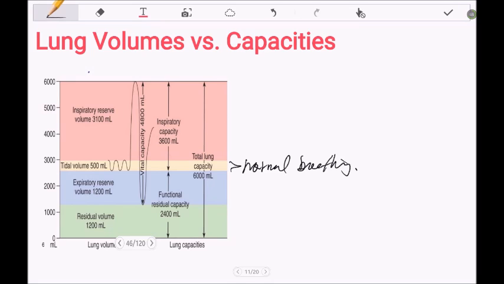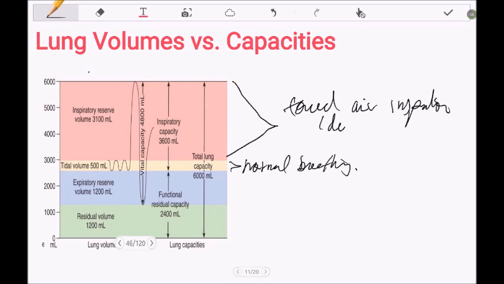Now, once you take a nice deep breath in, this part over here is the forced air inspiration, right? So when you take a nice deep breath in, that will be the extra air that the lungs are able to hold, right? So we're gonna put deep breath.